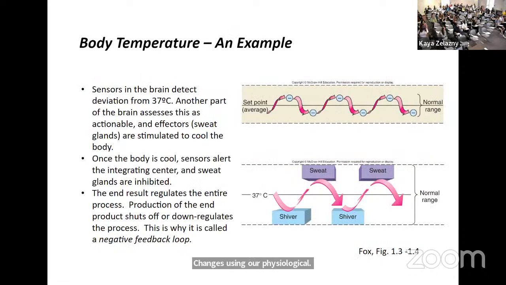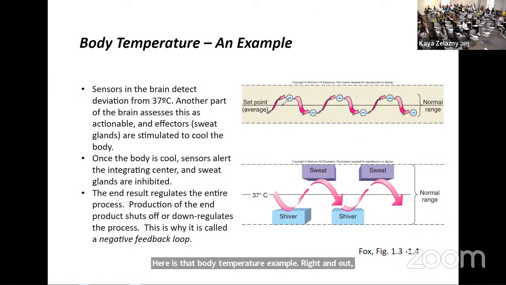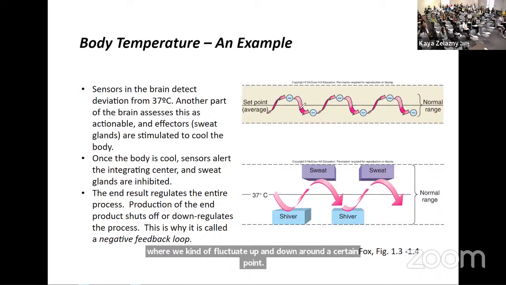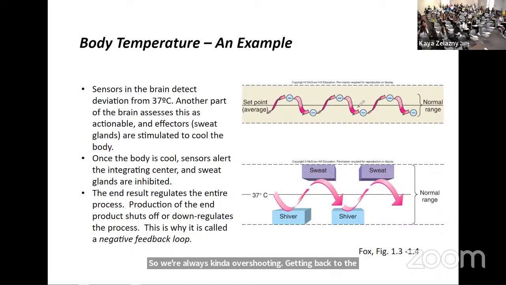So here is that body temperature example written out in a slightly more formal form. We have a normal range where we fluctuate up and down around a set point. So we're always overshooting, getting back to the set point, maybe going a little bit under, but always trying to come around that expected set point. If you take your temperature when you go home today, it might not be exactly 98.6, might not be exactly 37 degrees Celsius. It's going to be in some normal range, hopefully, unless you're not feeling well.